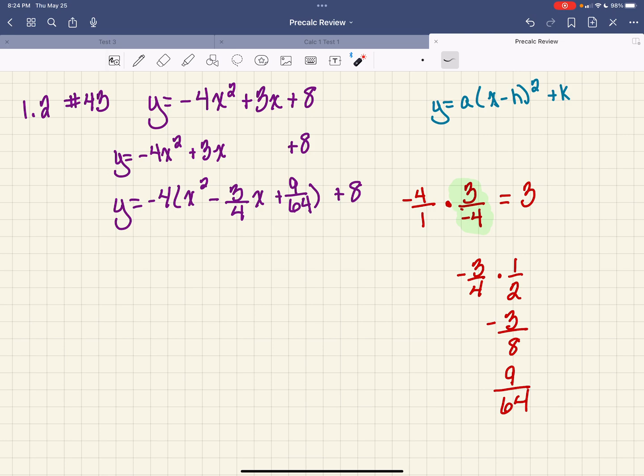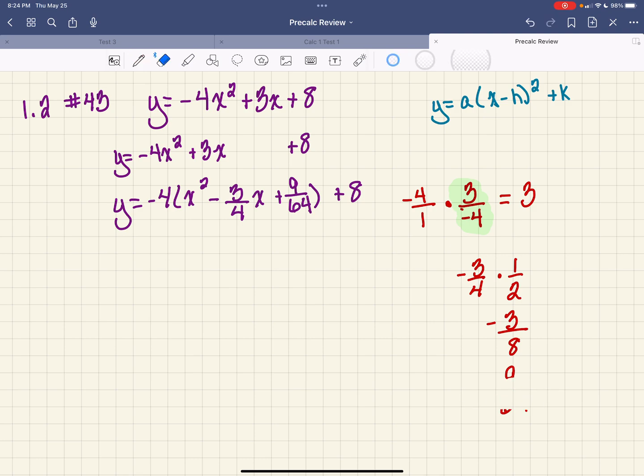Now, the place that students make mistakes is they think, oh, well, if I added 9/64 right here, then I just need to subtract 9/64 right here. But I didn't actually add 9/64 right here. I added 9/64 times -4. That's what I've actually done to this part of the equation. So I need to multiply -4.